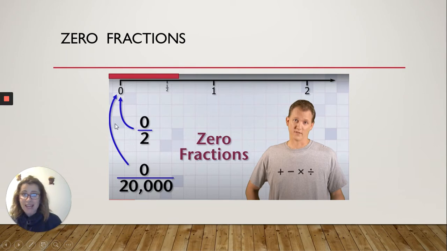One important thing is that you can never have a fraction with a denominator of 0, because you cannot divide something into 0 parts. Okay, these fractions then are called zero fractions.